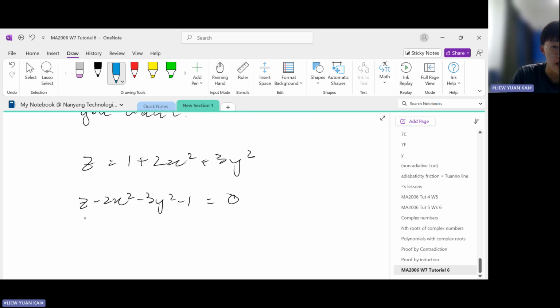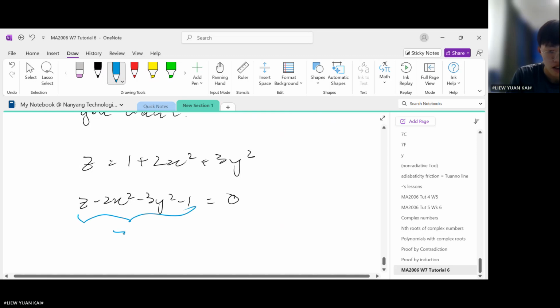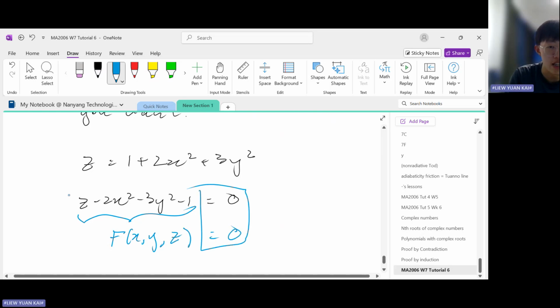Okay, you see, this is in the form of f(x, y, z) equals 0. And this side is a function of x, y, and z. What does it mean to be a function of x, y, and z? It means that x, y, and z appear in this expression. See, you see z, you see x, you see y. So this is a function of x, y, z.